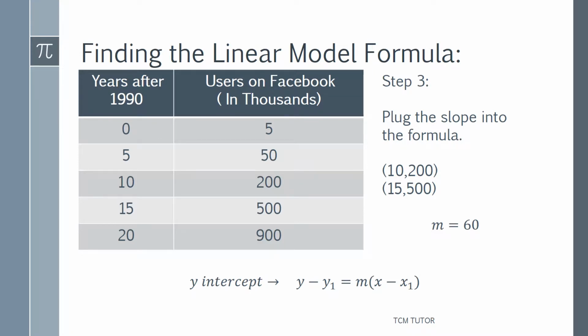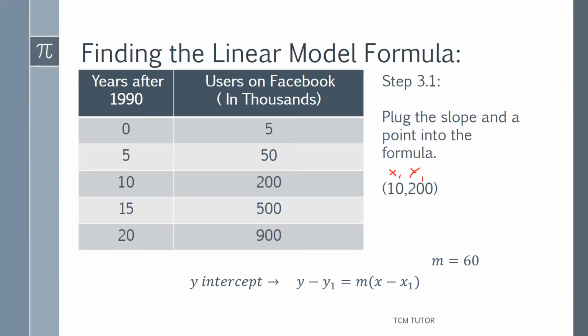So now we have to find the y-intercept, and the formula is y minus y1 equals m, open parentheses, x minus x1, close parentheses. So we got to plug in what we know. I'm going to use the first point, (10, 200), to plug in for x1 and y1. And we're going to use 60 to plug in for m. So there's the updated equation: y minus 200 equals 60, open parentheses, x minus 10, close parentheses.